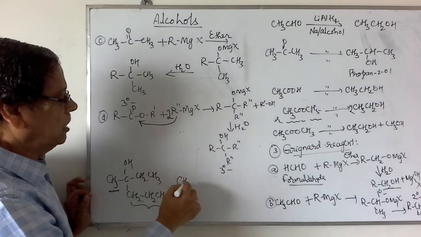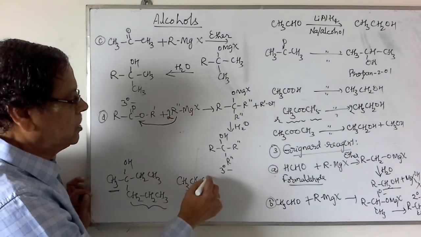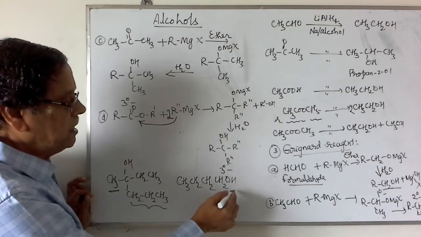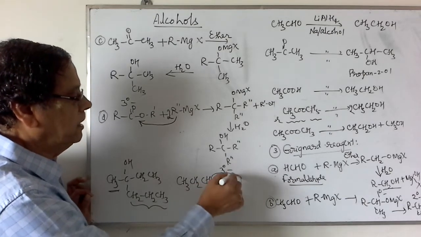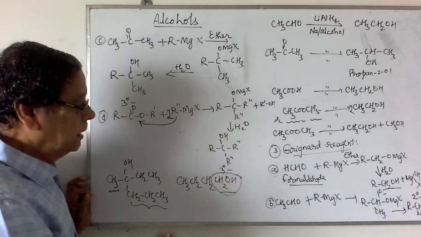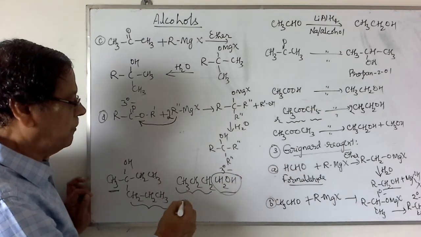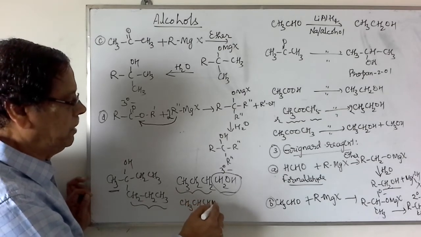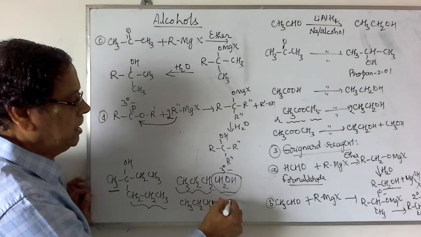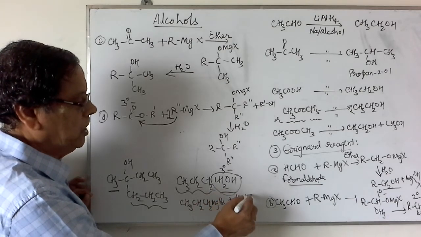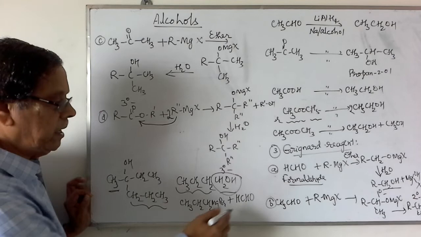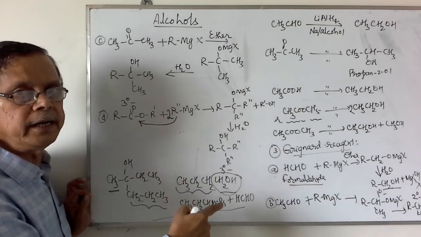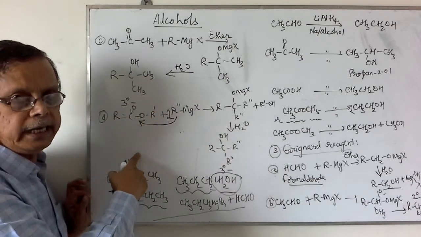Suppose I want CH3, CH2, CH2, CH2OH. Since it is a primary alcohol, this should be present in the form of formaldehyde. The remaining three carbon atoms should be present in the form of Grignard reagent. So I will take CH3, CH2, CH2MgBr, and HCHO. So depending on the requirement, we have to select formaldehyde or any other aldehyde, ketone or an ester.